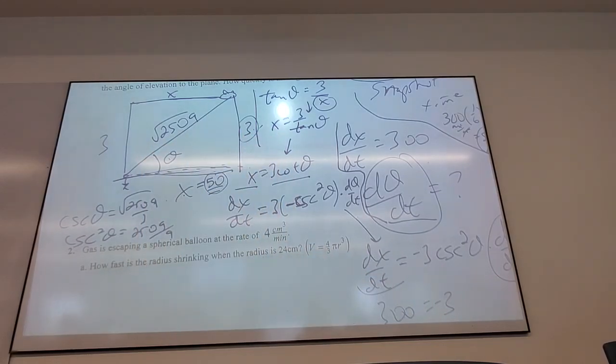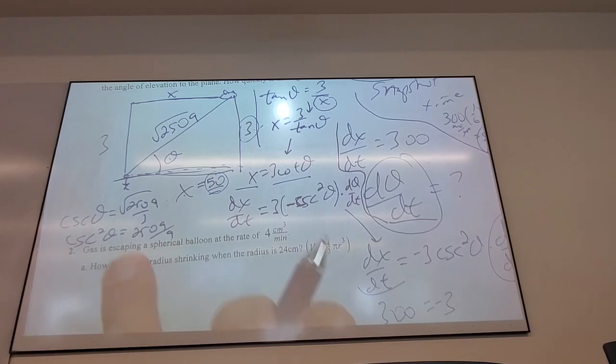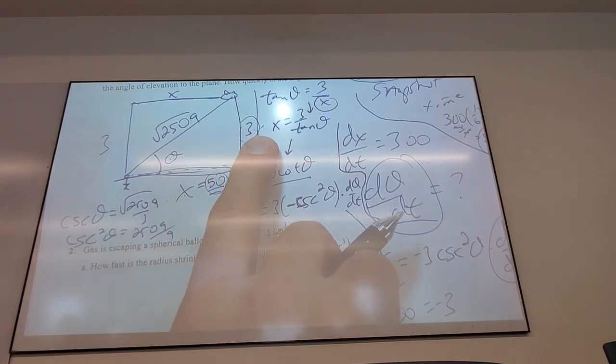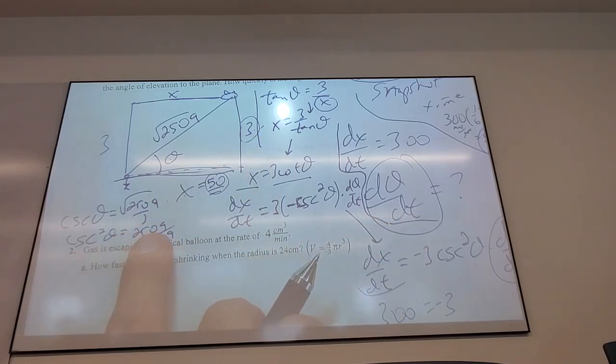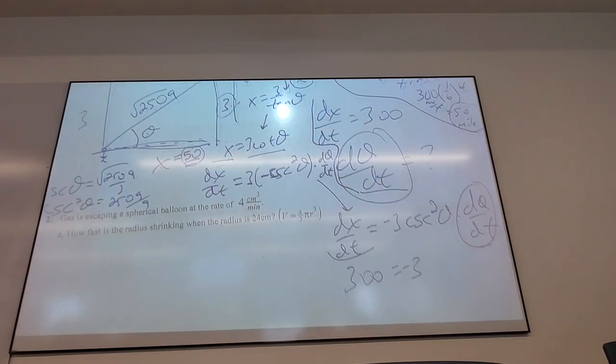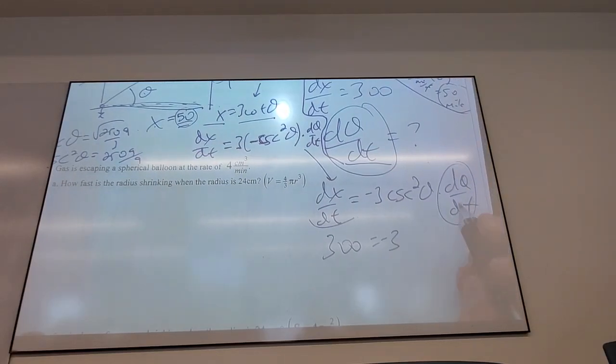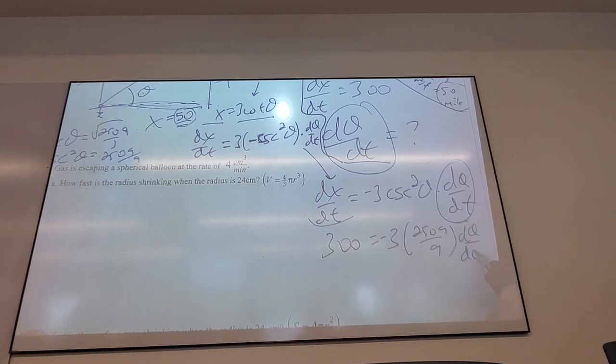Sine is y over hypotenuse, so cosecant is hypotenuse over y. Right? It's the reciprocal of sine. So cosecant must be hypotenuse divided by the y side. Square it, the square root dies, and 3 squared is 9. And now I just have to plug that in. So now I know cosecant squared is 2509 divided by 9, and now I can finally solve for d theta dt.